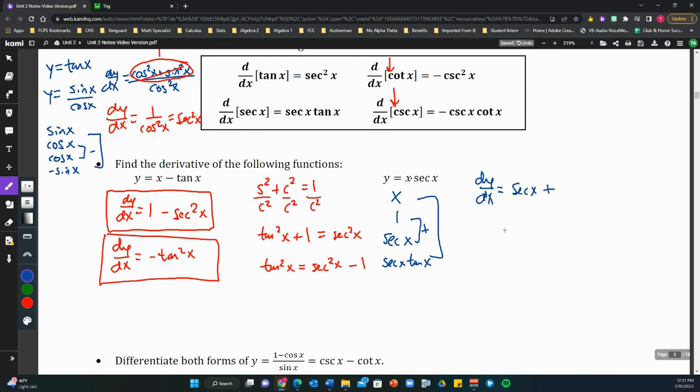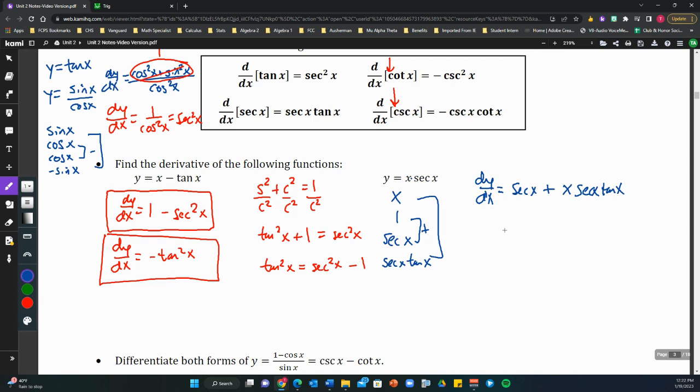Again, we have a non-trig thing being multiplied by a trig function. In this case, it's pretty direct that the order should be this one first. But please make sure, even if it was reversed, always put the non-trig factors in front of the trig functions. So this will result in x times secant x tangent x.